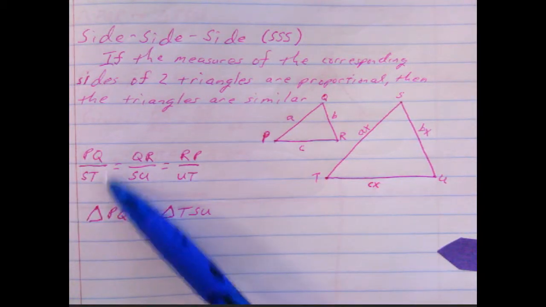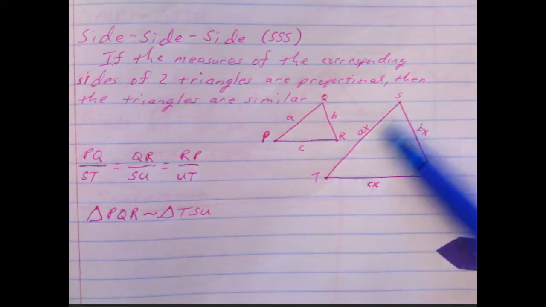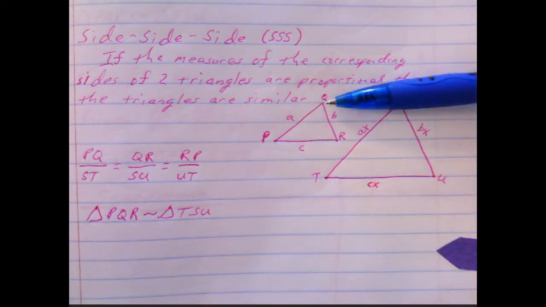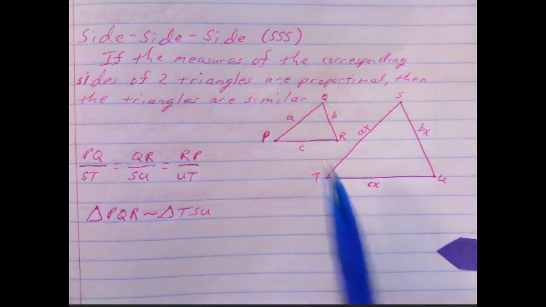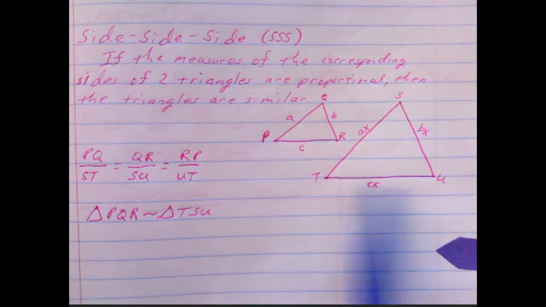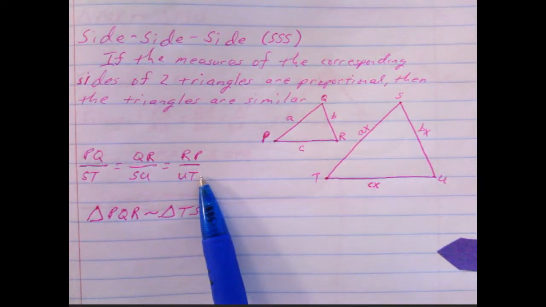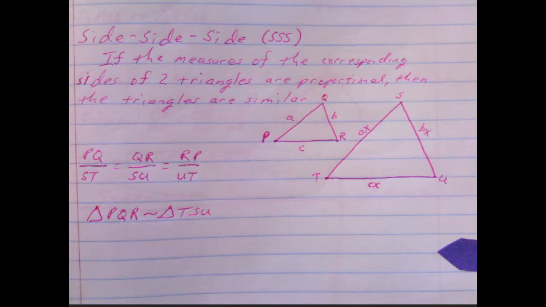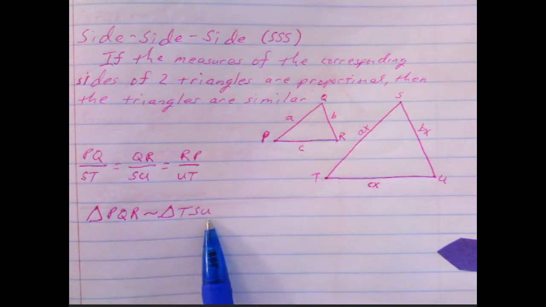So here we have PQ, which is this side here, goes with ST here. We have QR, which is this side, goes with SU, and then RP goes with UT. We set them up this way so that we get a ratio. And whenever you reduce those ratios, we would actually end up with 1 over x. Okay? Alright, so then we can give our similarity statement. We have triangle PQR is similar to triangle TSU.